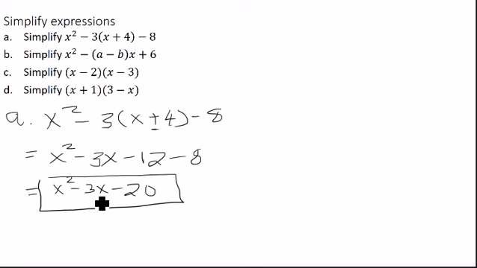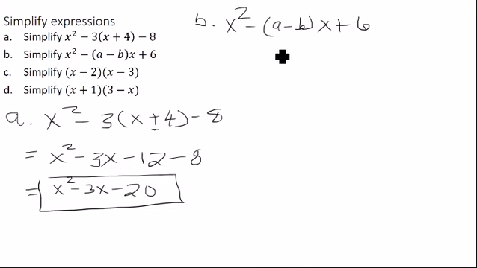Now look at the second example, part B. Here we have to simplify x squared minus a minus b times x plus 6. If you look at the middle term, it has a minus sign outside the parentheses and x at the end. So we have to distribute the minus and x inside simultaneously.